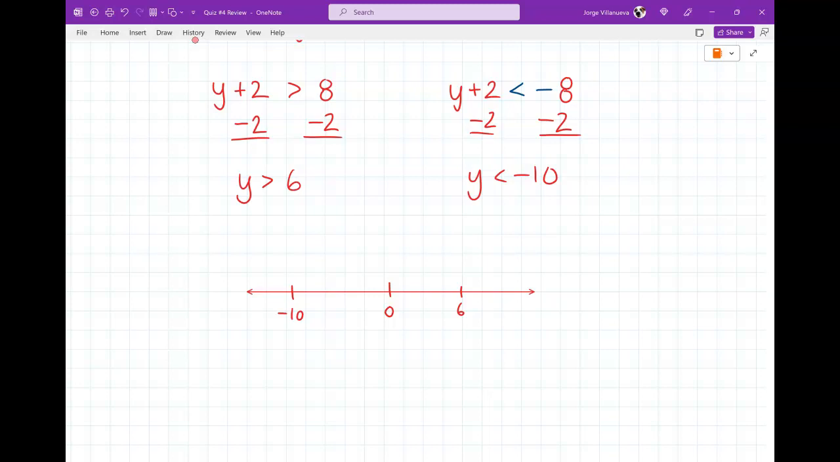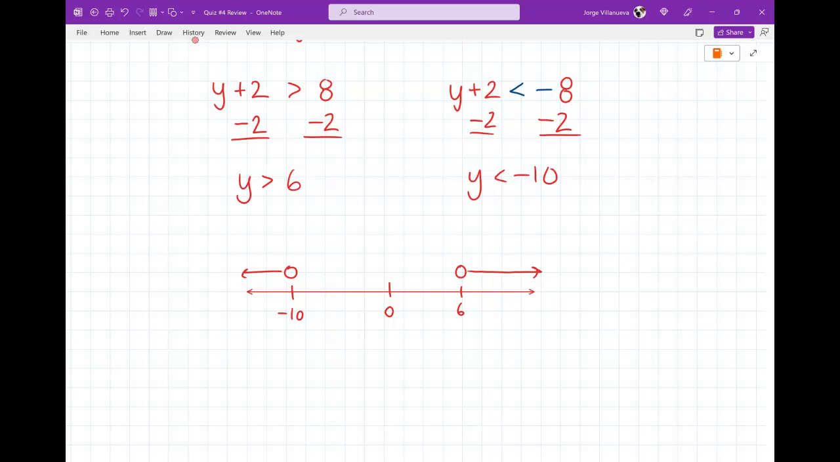So first one says y greater than 6. So if it's greater, the circle is open, right? Open circle. So at 6, open. Which direction? For the 6? To the right. And then y less than negative 10. Again, less than is open circle. And less than means go left. This was an OR problem. The graph matches, so I feel confident that I've done something right. Okay? So make sure you guys check.